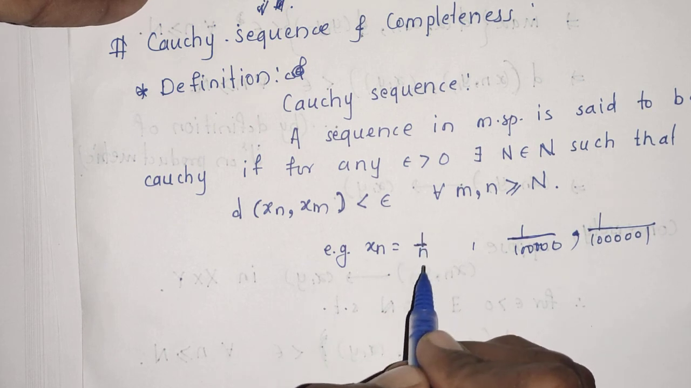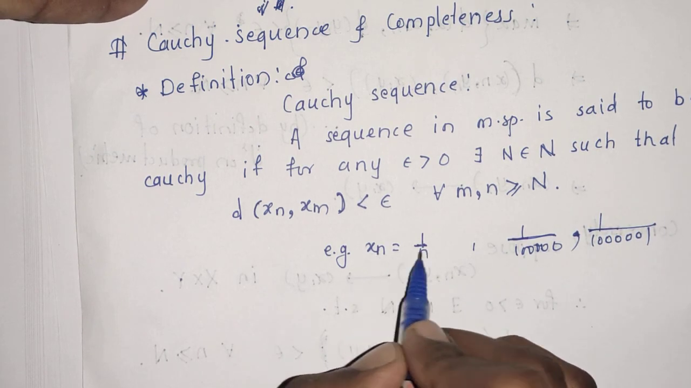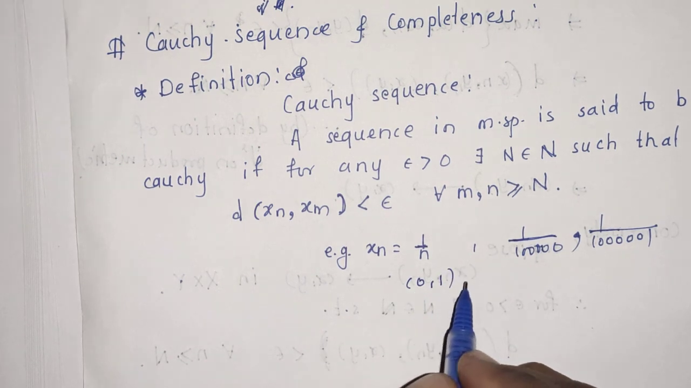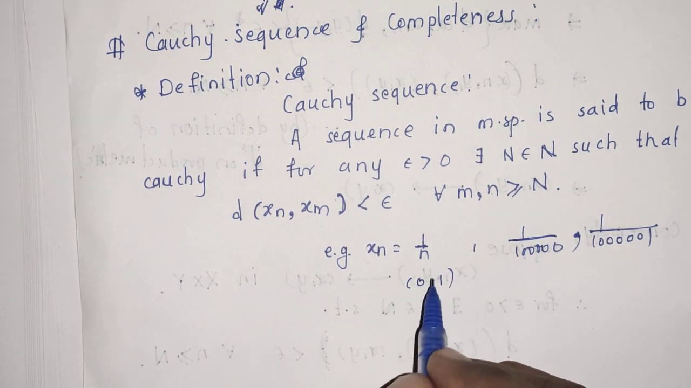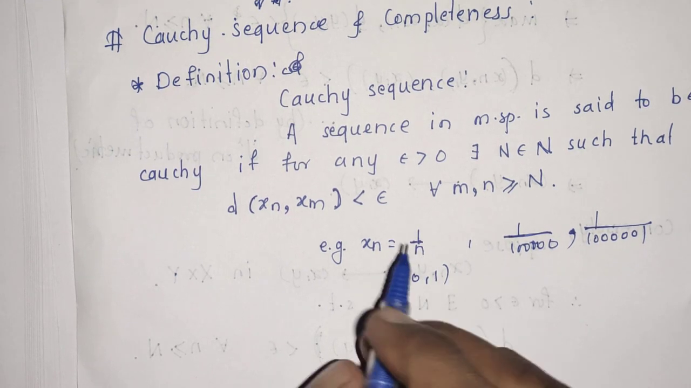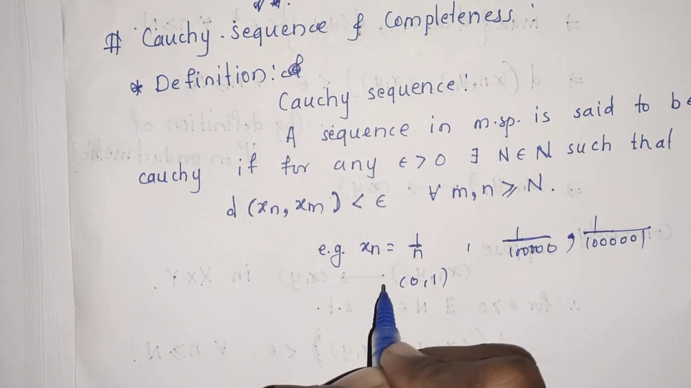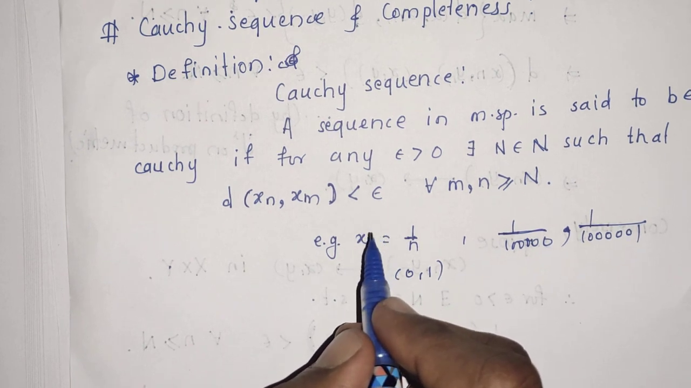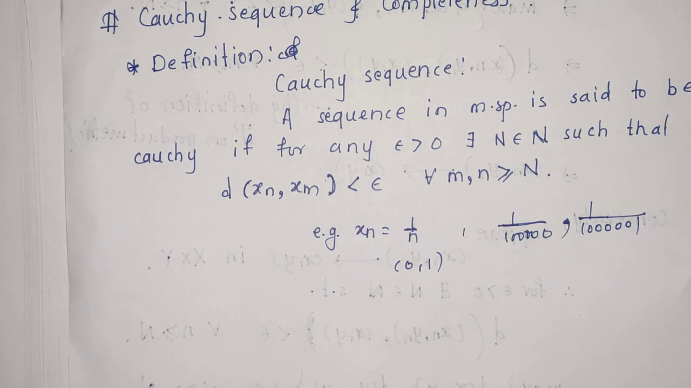Then we say that the given sequence is a Cauchy sequence. If we take xn equal to 1 upon n in the closed interval [0,1] with the metric induced from the standard metric, then for that metric 1 upon n is a Cauchy sequence. This is just an example; there is no need to write it in your notebook. So this is the definition of Cauchy sequence. Now we will see some theorems in the next video.